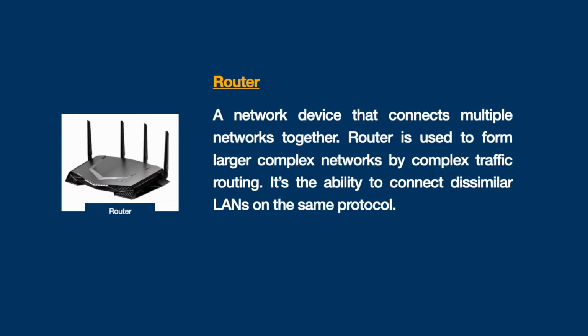So a network device that connects multiple networks together, that is what? The router. And if you can see it, they say it's the ability to connect a similar LAN on the same protocol. I've told you about the LAN, that's local area network, to another network. Then that makes it what? WAN, that's wide area network. Moving forward.